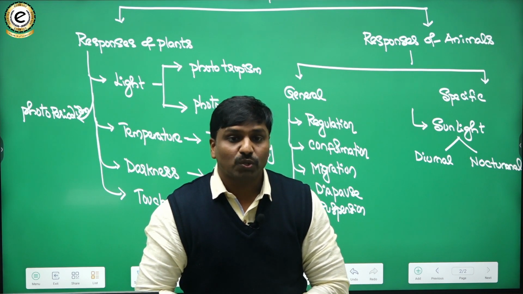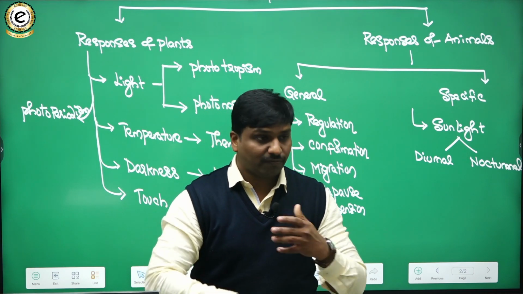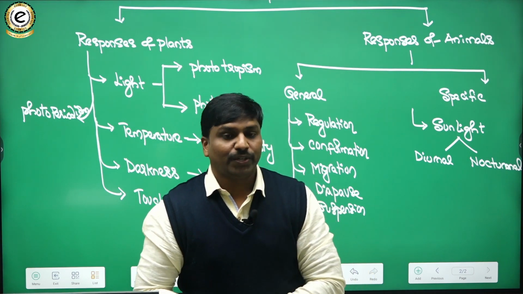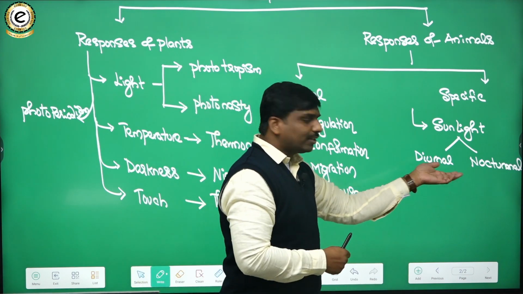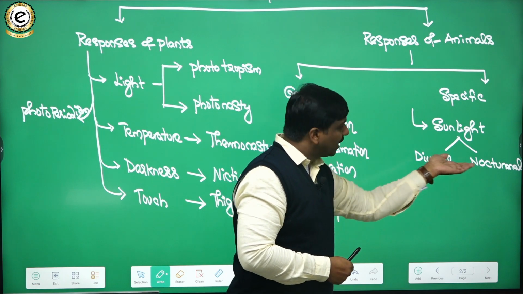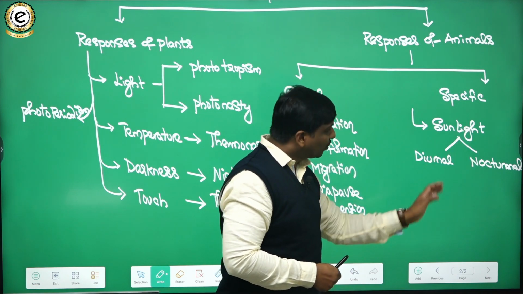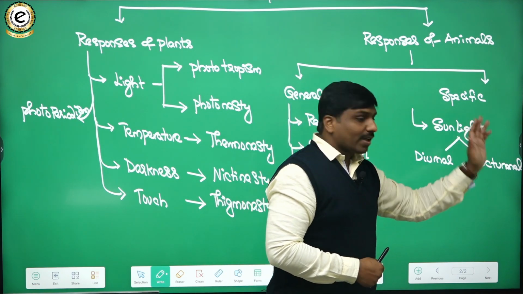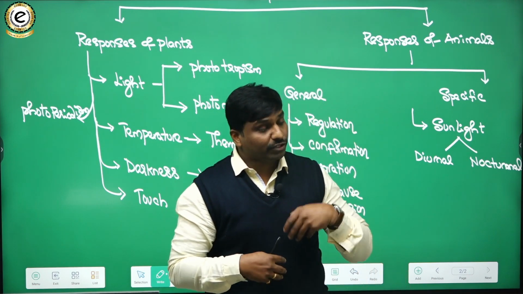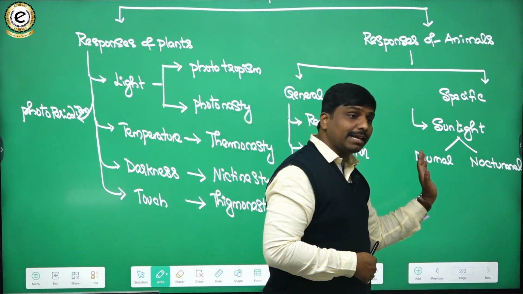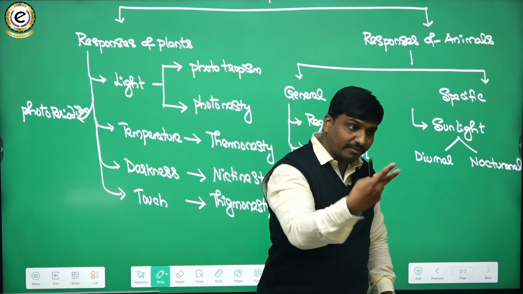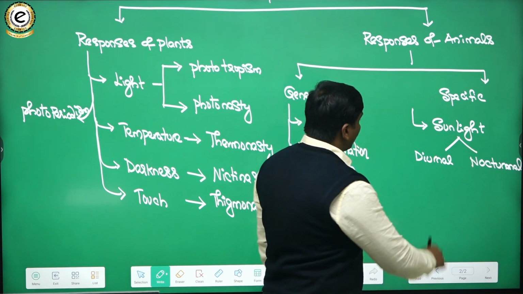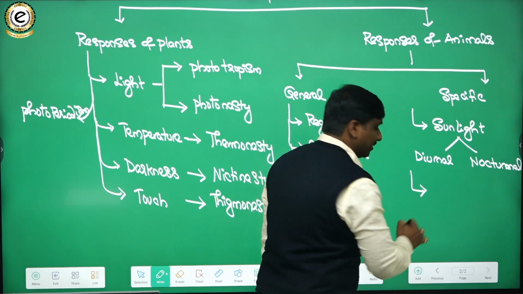Is that clear? So we have to look for various examples also. I'll try to dictate the examples. So you remember, day active animals and night active organisms are those organisms which will be more active in daytime than the night time, and more active in night time than the daytime. So that is also another way how we can define.